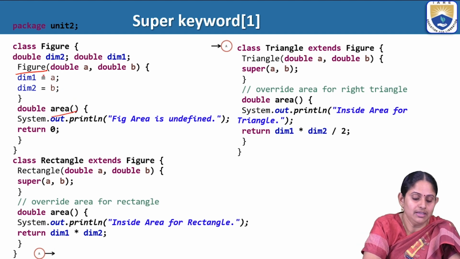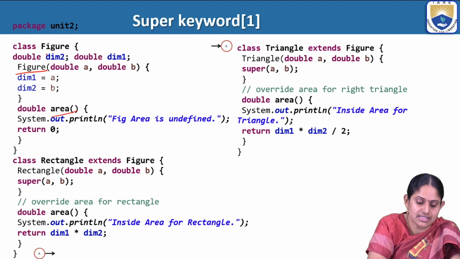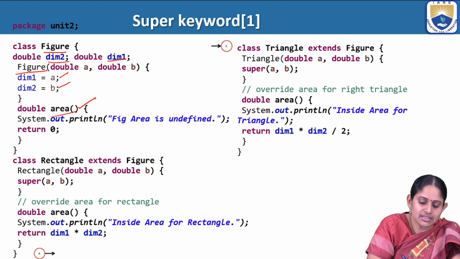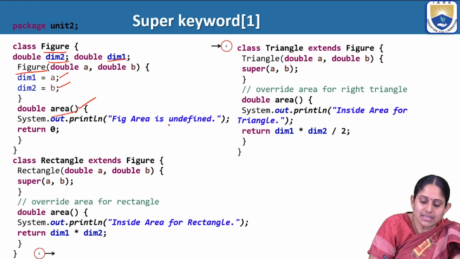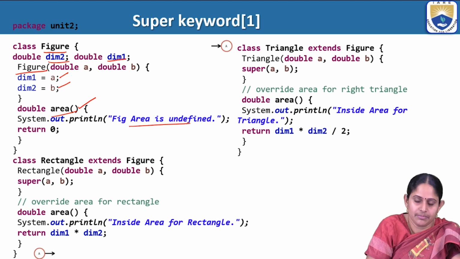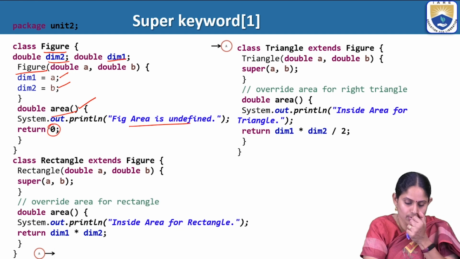Next, in this program we have a class named figure. It is having two instance parameters, dimension 1 and 2. And the constructor is initializing those values. Then there is a method named area. So in the figure class, the area is undefined, so it will just return 0.